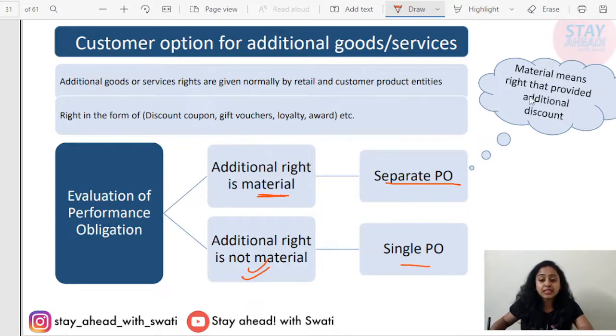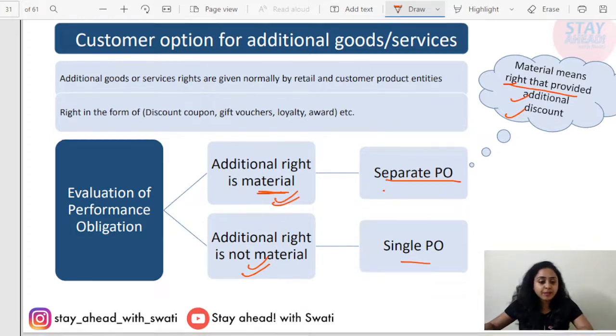Material over here means the right that provided additional discount. If such right is material, then separate performance obligation. If such right is immaterial, then a single performance obligation. Okay. If it is material, separate performance obligation. If it is not material, single performance obligation. Okay.